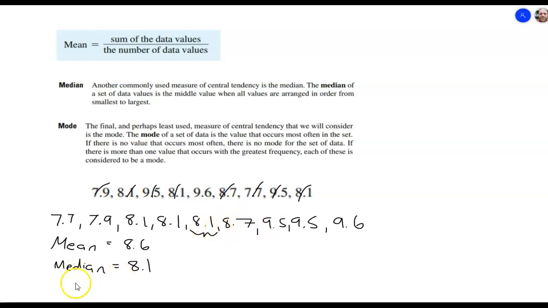All right. And then the mode, that's the value that occurs the most. Remember, we can have more than one mode. But here, 8.1 occurs 3 times, and nothing else occurs more than that or the same. So 8.1 is our only mode of this set. So that is how you find the mean, median, and mode of a data set. Let's go ahead and take a look at some of these distributions here.